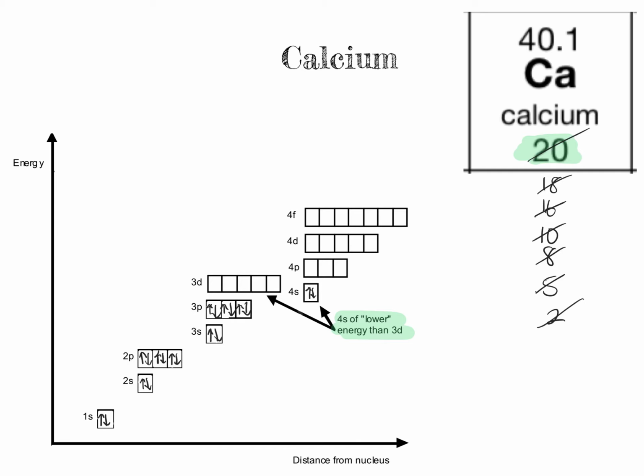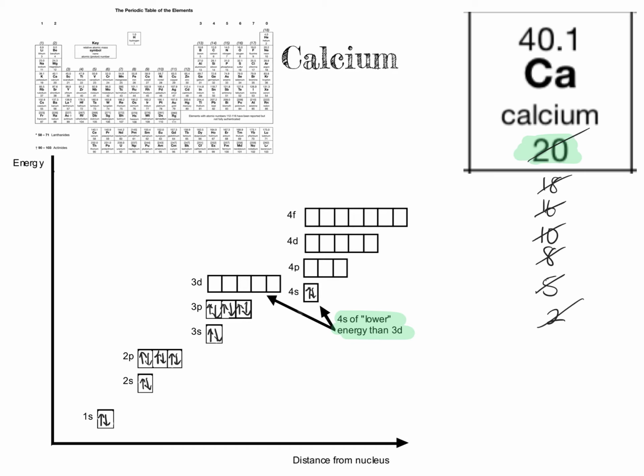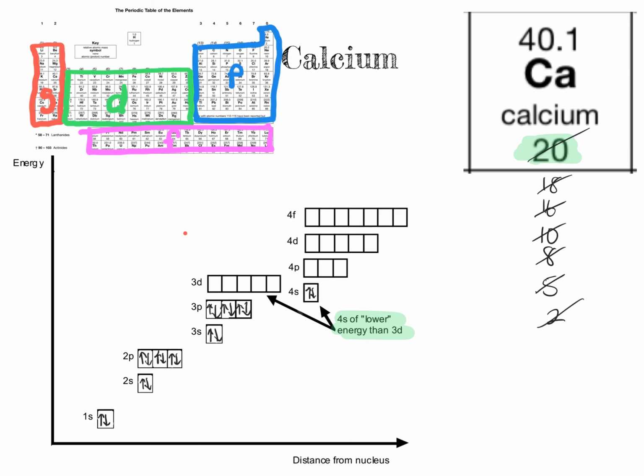And if you have a look at the periodic table, as I mentioned before, the block of the periodic table that each element is found in will tell you where the highest energy electron is found, what type of orbital it's in. So I'll just show you the blocks again. So there's your blocks, and we're looking at calcium. Calcium is here, it's in the s block. That tells us its highest energy electron is in an s orbital, which it is. It's in the 4s orbital, that's where the highest energy electrons are.